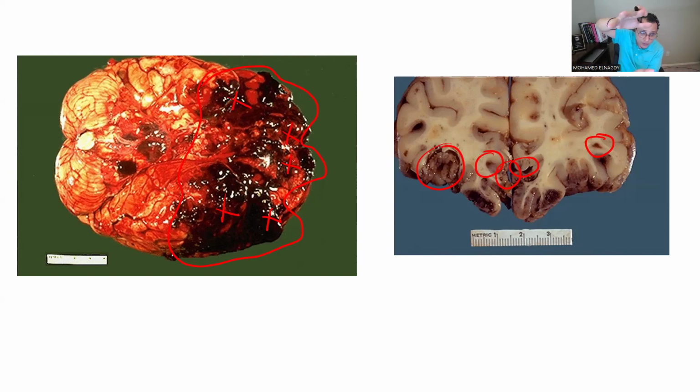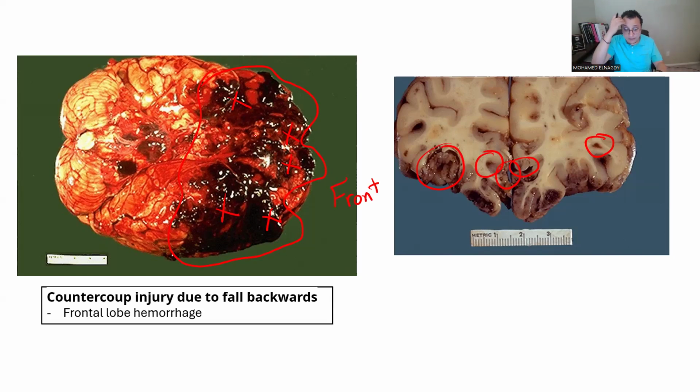Is this the front or the back? I think here this is the front. So if that's the front of the brain, this means that the trauma came from the back. So this means that this guy might have fallen backwards, and that's why he had the hemorrhage in the front. So I believe, yeah, see, it's a countercoup injury due to a fall backwards. That's frontal lobe hemorrhage.